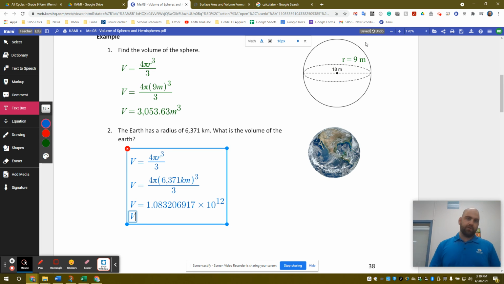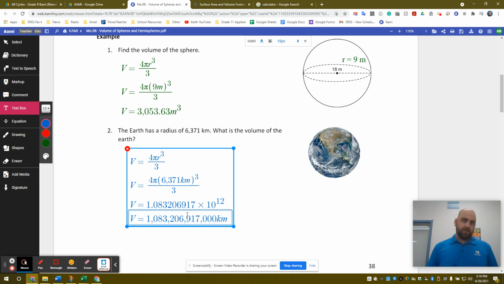We're going to get that the volume is equal to 1.083206917. This is 1, 2, 3, 4, 5, 6, 7, 8, 9, 10, 11, 12. There we go. And now let's get some commas in there. Kilometers cubed. That's the number. This is in scientific notation. This is in regular notation.